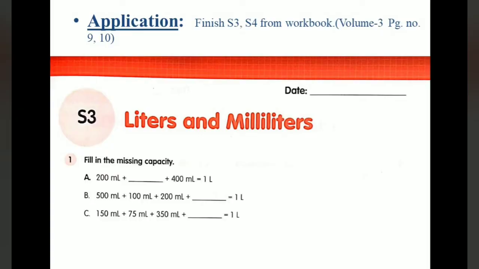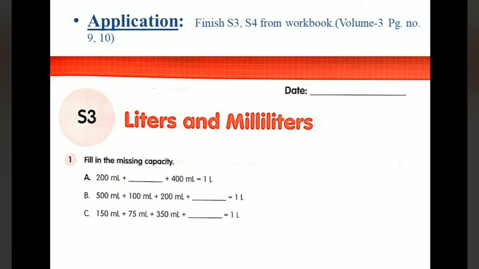Now, this is your classwork. You have to finish the S3, S4 worksheets from your workbook. That is in volume number 3, page number 9 and 10. So the S3 worksheet is about liters and milliliters. In the first question, fill in the missing capacities. As it is given equal to 1 liter, you have to find how many milliliters are missing here. Okay, then you will do this.